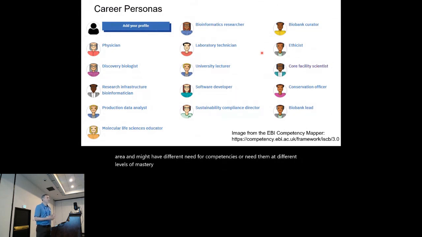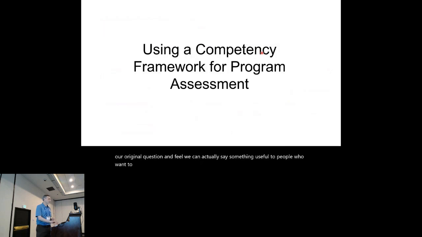And what all of that was doing, through contributions of many people over many years, was finally getting us to a point where we could get back to our original question and feel we can actually say something useful to people who want to develop training programs in this area. So we started working on how we would do this. What advice can we give? What can you use these competencies for?